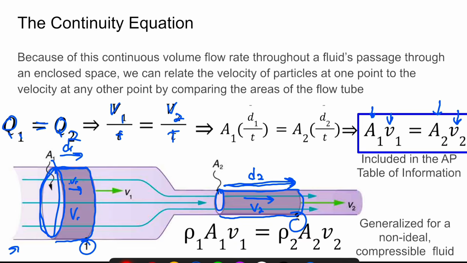However, if we wanted to generalize this for a non-ideal or a compressible fluid, all we need to do is multiply these terms by density. As the density changes, multiplying that times our area times our velocity will get us a generalized formula for the velocity at any two points, taking into account density times cross-sectional area.